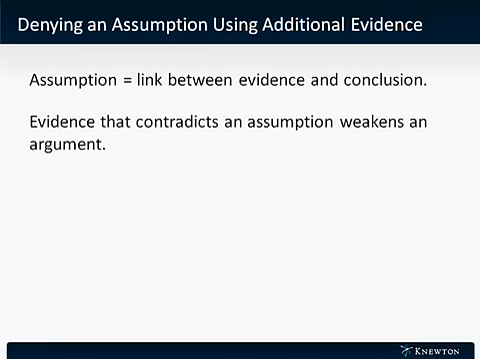Remember that an assumption is an unstated but necessary link between the evidence in an argument and its conclusion. Sometimes, when we weaken an argument, we provide evidence that contradicts an assumption. We're going to look at an example. We will read this argument, examine its assumptions, and then show examples of how we can use additional evidence to deny those assumptions. Here's the argument.